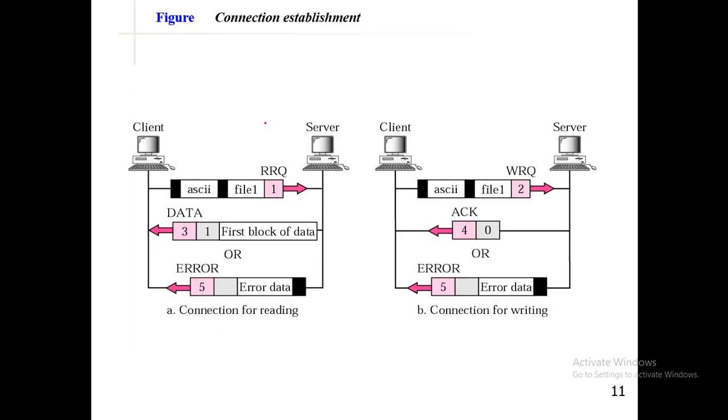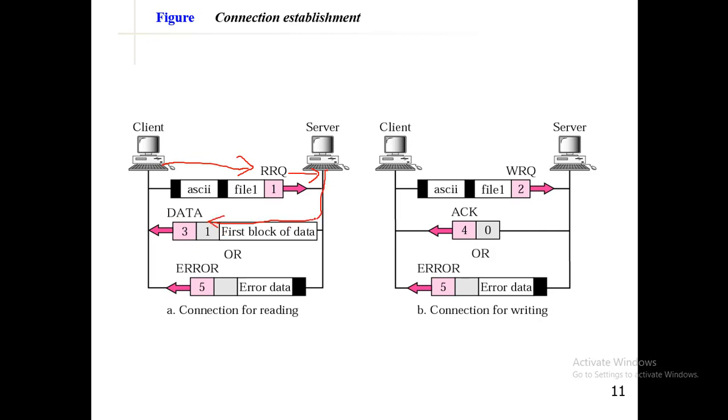Now let's talk about the connection establishment process. The first step is that the client sends an RRQ packet to the server. On reception of this RRQ packet, the server replies with a data packet, or it can reply with an error message.